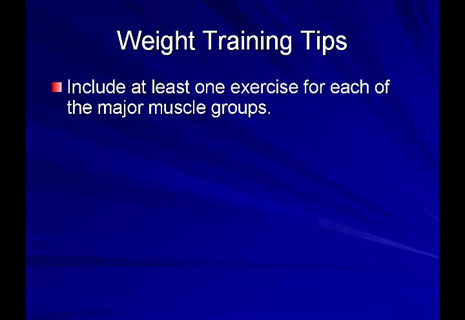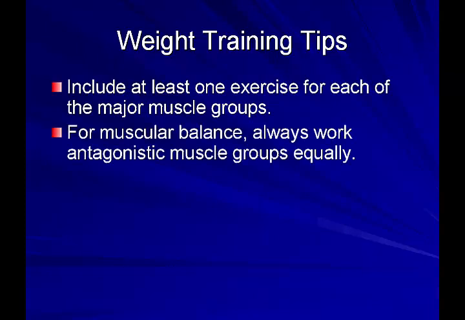Include at least one exercise for all of the major muscle groups. For muscular balance, always try and work antagonistic muscle groups equally. What that means is if you work a muscle group in the front of the body, such as the chest, you would want to work the back muscles equally. The same goes for the biceps in the front and the triceps in the back, the quadriceps in the front of the thigh, and then the hamstrings at the back of the thigh.